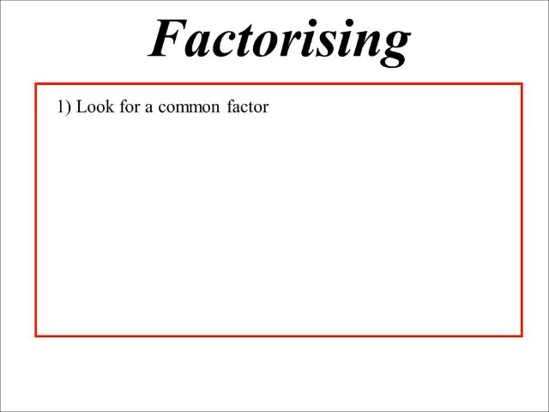So good old factorising, such an important skill when it comes to our algebra. Okay, first thing you always do, look for a common factor. It's the most often forgotten thing, yeah? But look for a common factor first. Then the number of terms it has is like a clue on how to approach it.